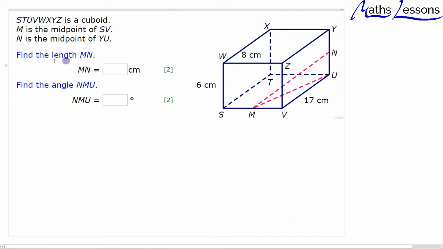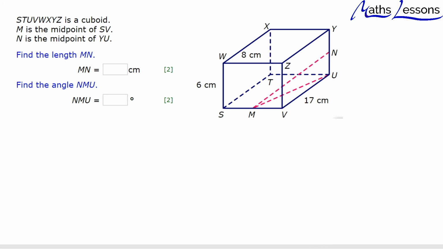Right, this question. Let's see if you can find these two lengths in 3 minutes. One length, one angle.